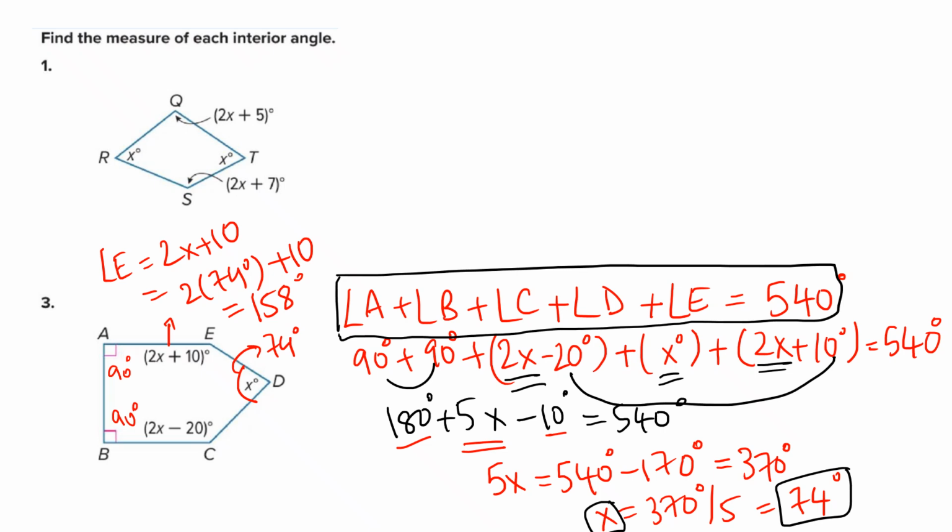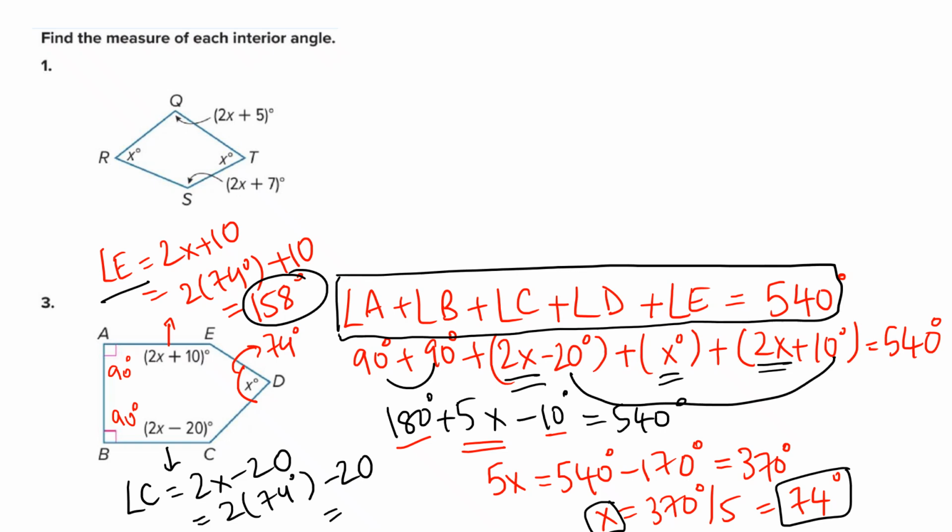Angle A and B is quite easy because both are 90. Angle D you have found 74. Angle E is 158. Now let's go and find angle C. Angle C is 2x minus 20. In place of x, I'm going to plug in 74 on my calculator. And now you can just solve this. So finally, your angle C will come out to be 128 degrees. So the final answer, you have to give all the angles A, B, C, D, E. Please keep that in mind.